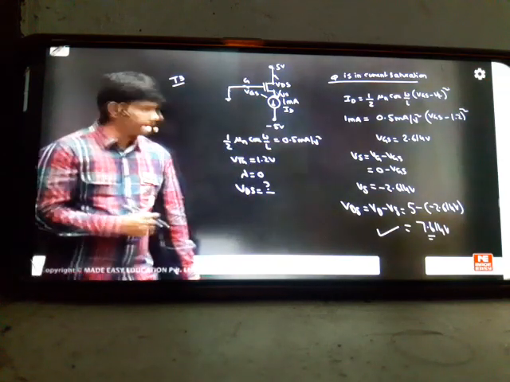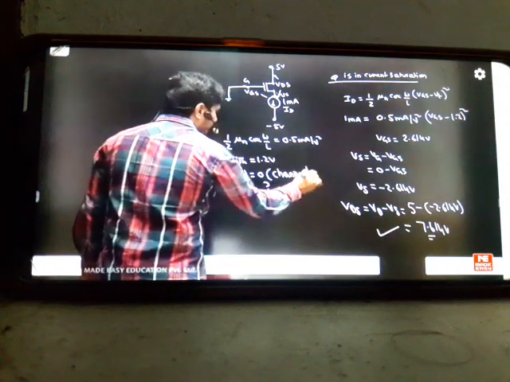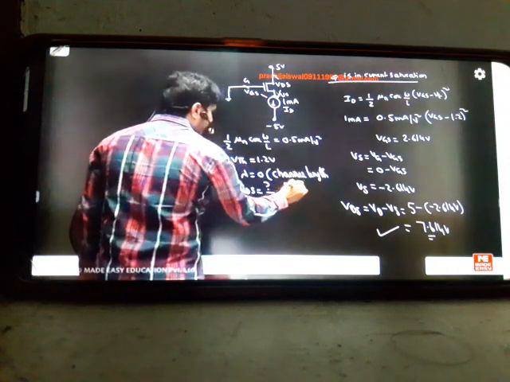What's the lambda denoting here, sir? Lambda here is telling about the channel length effect. It is telling about the channel length modulation effect.